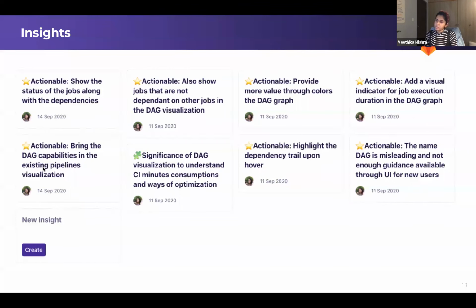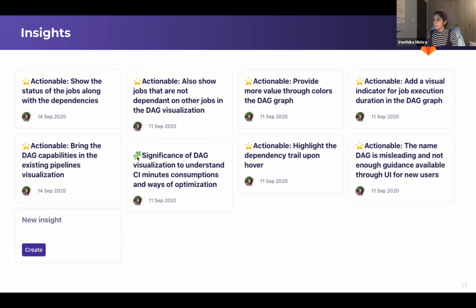Then bring the DAG capabilities into the existing pipeline visualization. So users were insistent: did you even try doing this? Like, did you even try fixing the connections in that? And that was the reason we went ahead with that solution, even while the analysis was still underway.